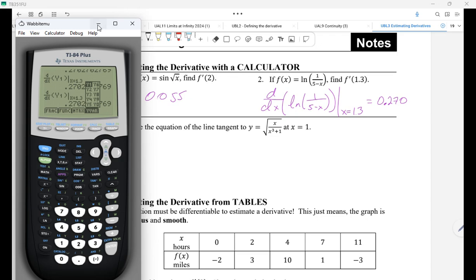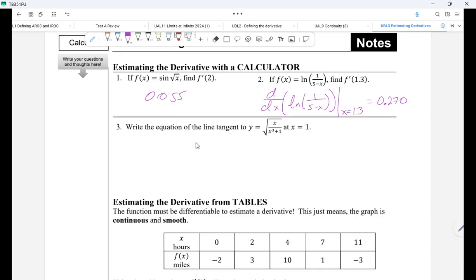Okay, so with that being said, your choice whether you want to use your calculator or you want to use Desmos. You find the derivative of that function, use good notation, and write the equation of the tangent line of that function at x equals 1.